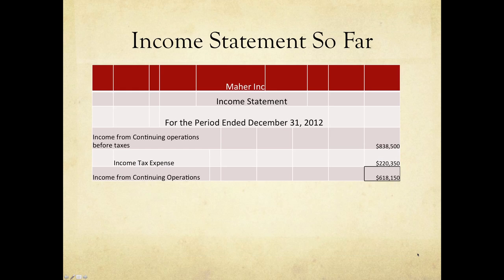$220,350. So this is what our income statement looks so far for Meijer Incorporated. We've got our income from continuing operations before taxes, then our income tax expense, and that gives us our income from continuing operations right here.